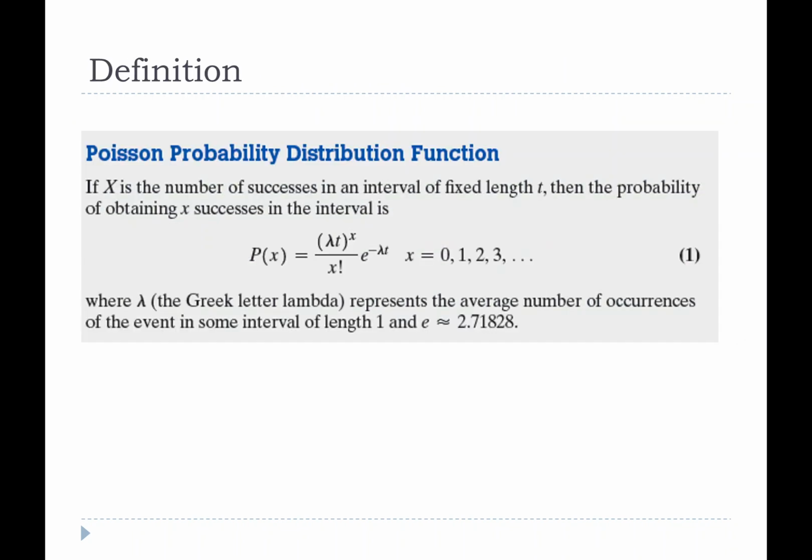So we've got the Poisson probability distribution function. If x is the number of successes in an interval of fixed length t, then the probability of obtaining x successes in the interval is given by the formula where lambda represents the average number of occurrences of the event in some interval, and e.